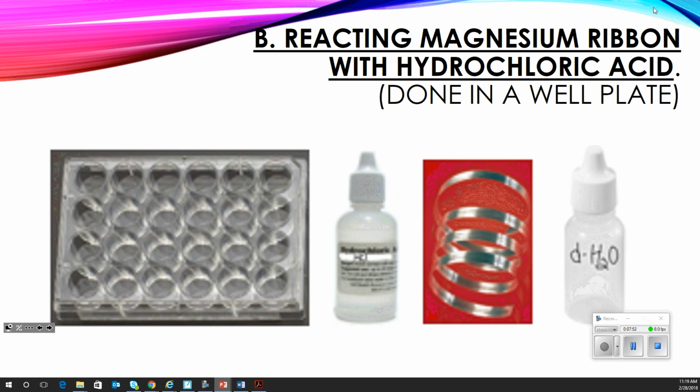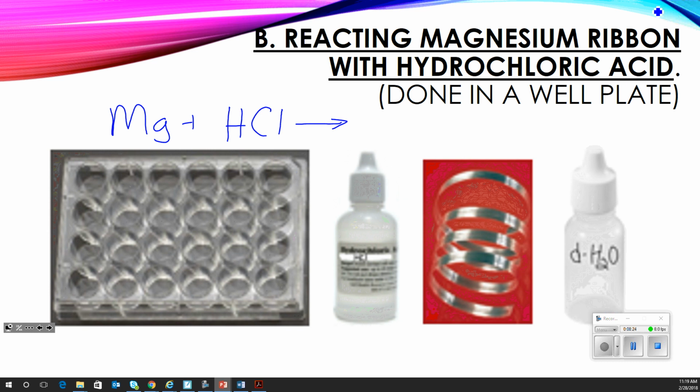Okay, so we're going to talk about this one, magnesium ribbon and hydrochloric acid. This is the only one that I have not given you the reaction for. The others I gave you the reaction for, because you can write the reaction for this one, right? What is it? Magnesium is what? Mg plus hydrochloric acid is what? This is a single displacement reaction. Magnesium is getting kicked out by hydrogen.